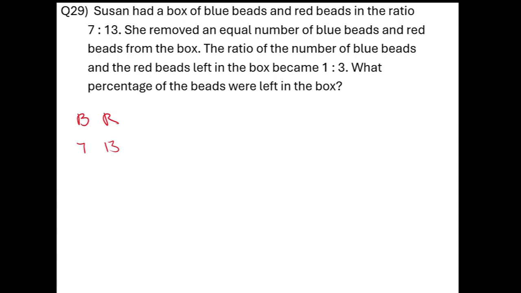For this type of question, when you see an equal number of blue beads and red beads that is removed, you can straight away say that this is a common difference. So you can find the difference. 13 minus 7 is 6. The difference is 6. Then after they remove the beads, it becomes 1:3. So the difference here is 2.